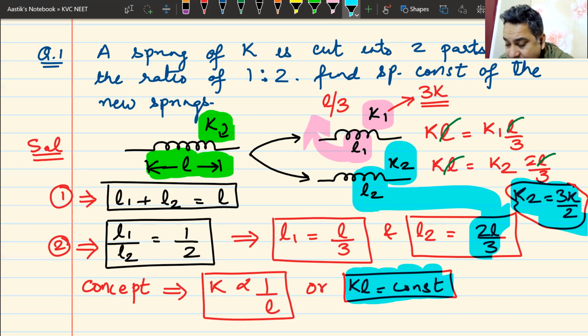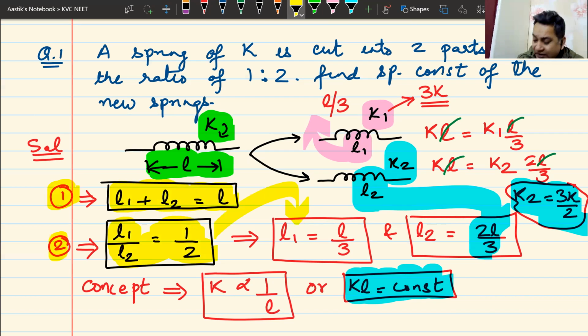I've cut the spring into two parts. They're in the ratio 1:2. I call one L1 and the other L2. The first step, equation number 1: L1 plus L2 is equal to L. Equation number 2 is the given ratio, L1/L2 is equal to 1/2. I solve this and I get the lengths of the springs as L/3 and 2L/3. Then I simply put the concept that K into L is a constant, and I get the value of K1 as 3 times K and K2 as 3K/2. That is as simple as it gets.